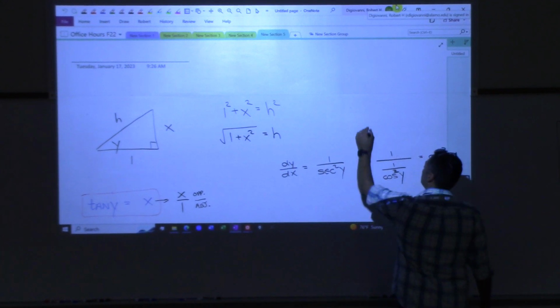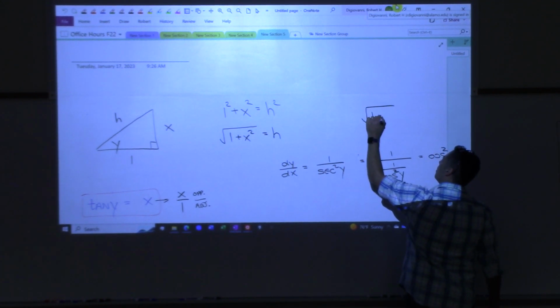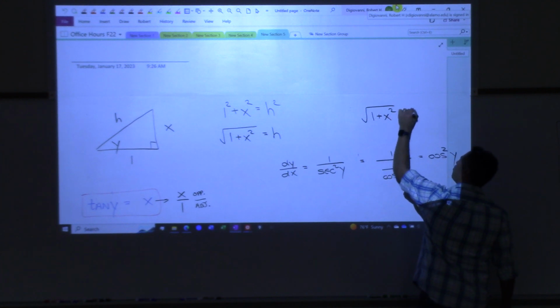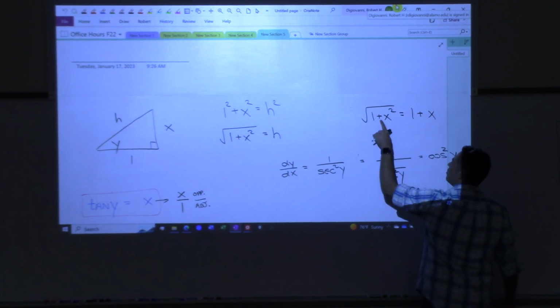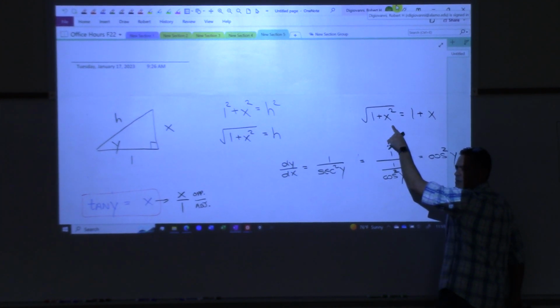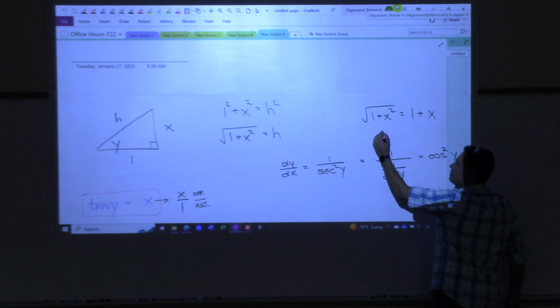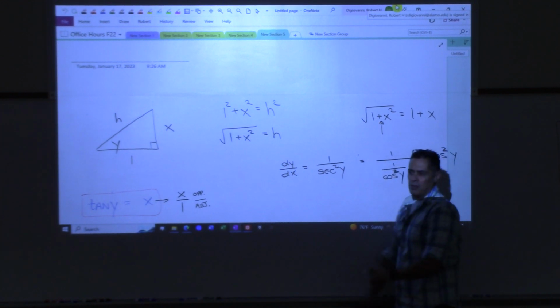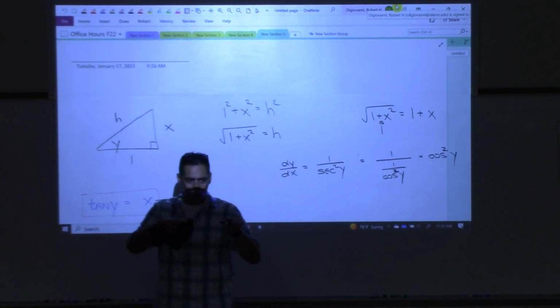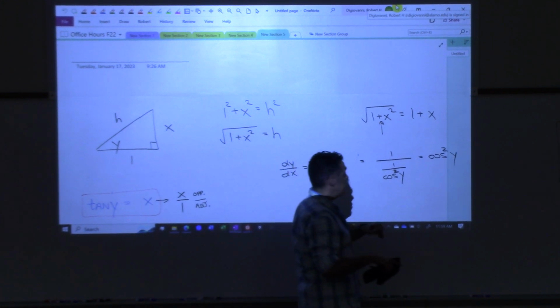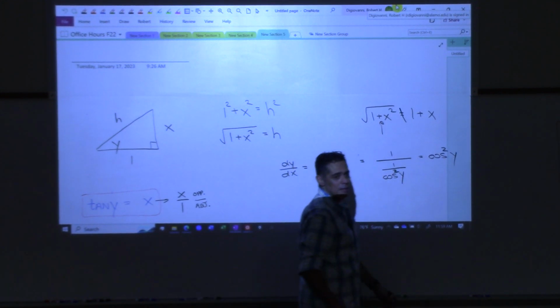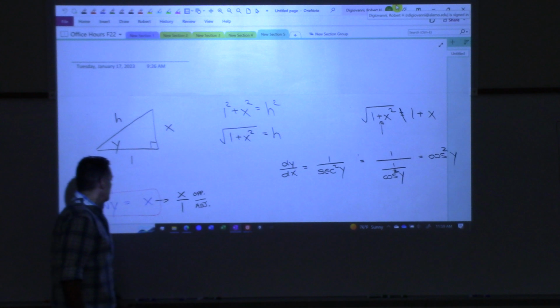Hey, wait a minute. I thought the square root of 1 plus x squared was just 1 plus x. I thought you could just take the square root of each one. No? Yes? No? Yeah. Why not? Because there's an operation between the two. You have addition between the two. If you have addition or subtraction, you cannot take the square root of each one. If it was multiplication or division, you could. That's not correct.